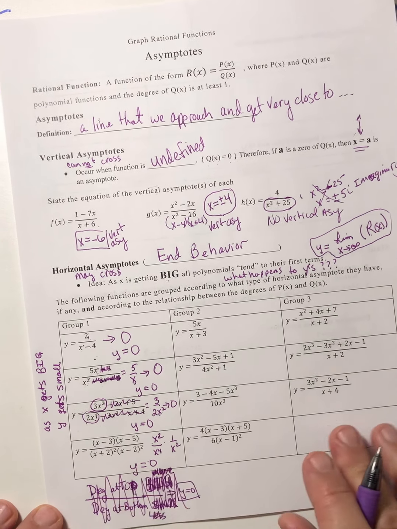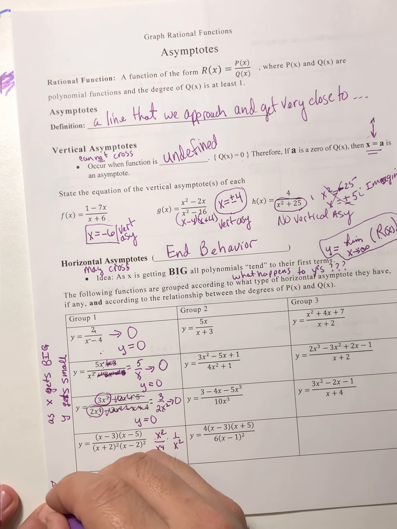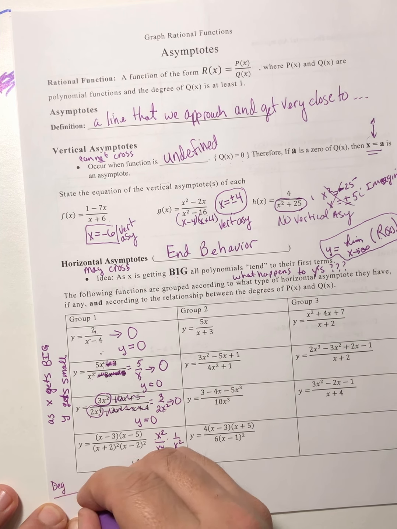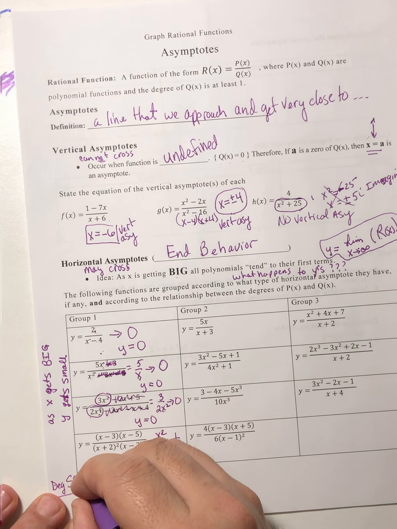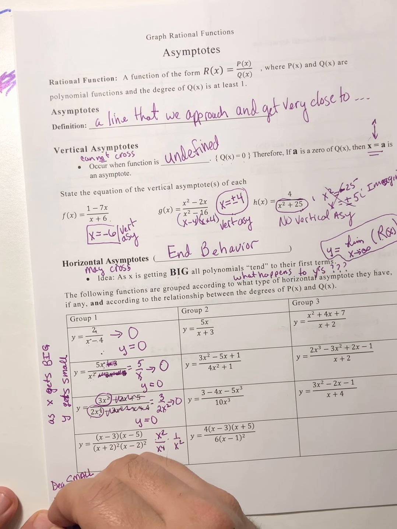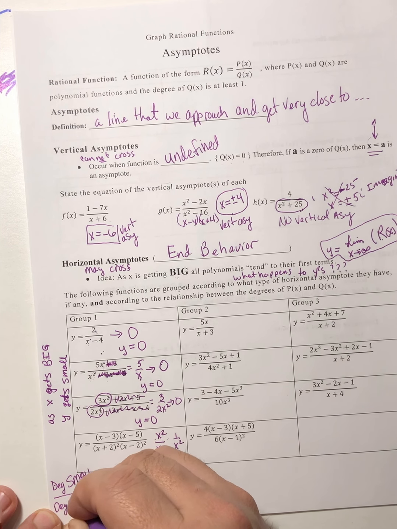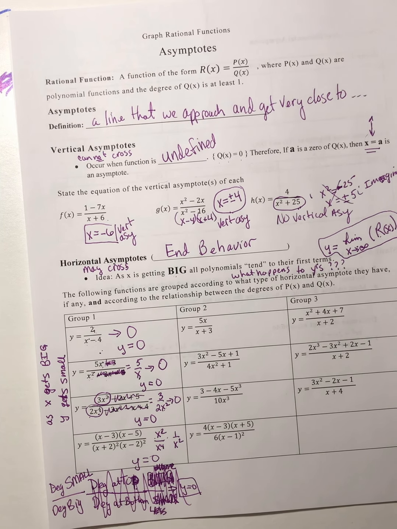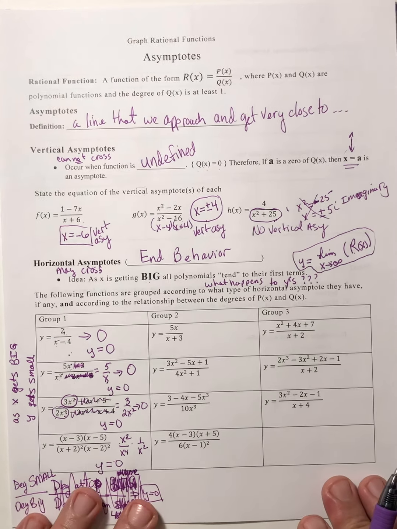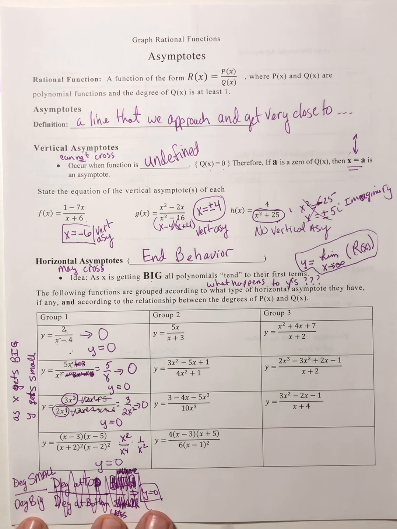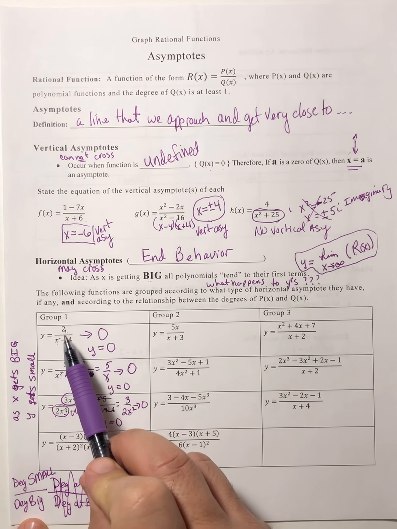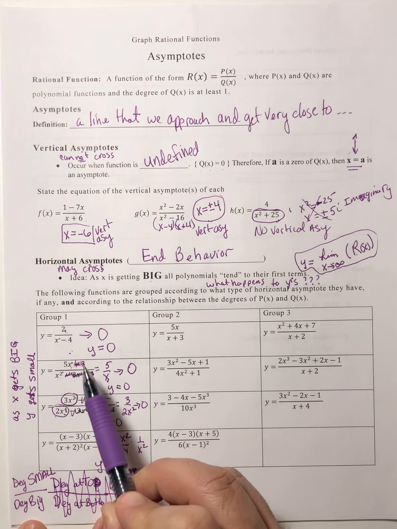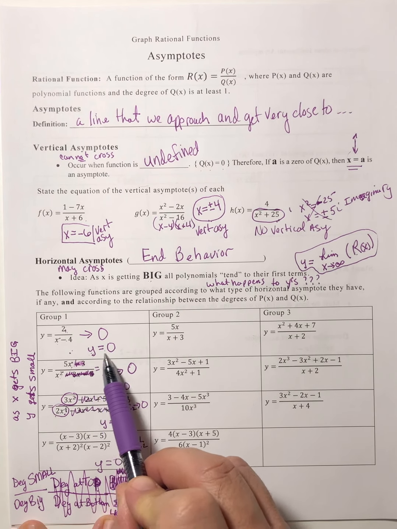So the degree at the top, here's my fraction bar, small. Degree at the bottom, big. Those go to 0. So the degree at the top is smaller than the degree at the bottom. Those go to 0. Horizontal asymptotes, y equals 0.